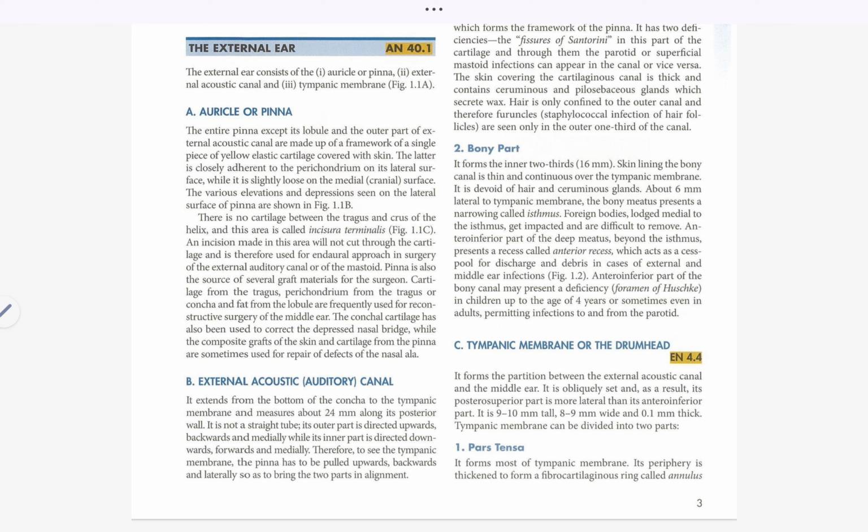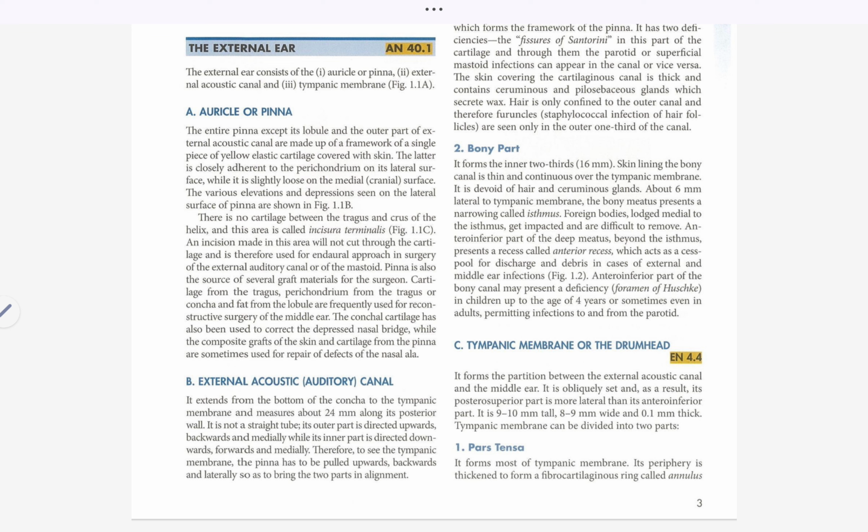Pinna is also a source of several graft materials for the surgeon. Cartilage from the pinna, perichondrium from the tragus or concha, and fat from the lobule are frequently used for reconstructive surgery of the middle ear. The conchal cartilage has been used to correct the depressed nasal bridge, while composite grafts of the skin and cartilage from the pinna are sometimes used for repair of defects of the nasal ala.